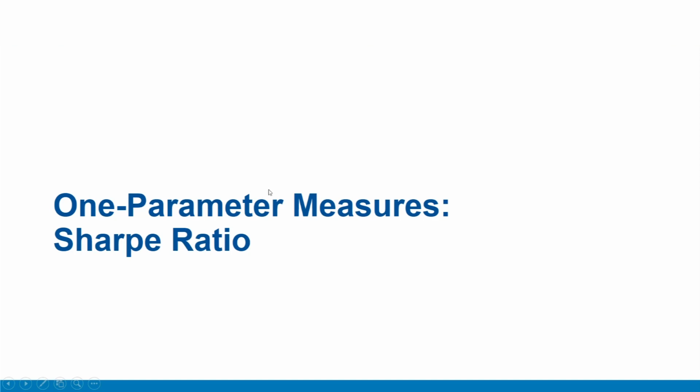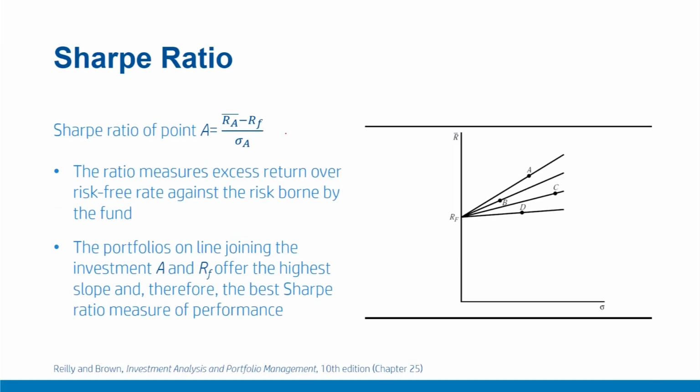In this video, we'll discuss a very important one parameter measure of portfolio performance, which is Sharpe ratio. Sharpe ratio is very easily computed with the help of this formula, which is R_A bar, which is the expected return from the portfolio or security A, R_F, which is the risk-free rate, and sigma_A, which is the standard deviation representing total risk of the asset or security. Essentially, this ratio, Sharpe ratio, measures excess return, excess over risk-free rate, against the risk or standard deviation borne by the security or fund.